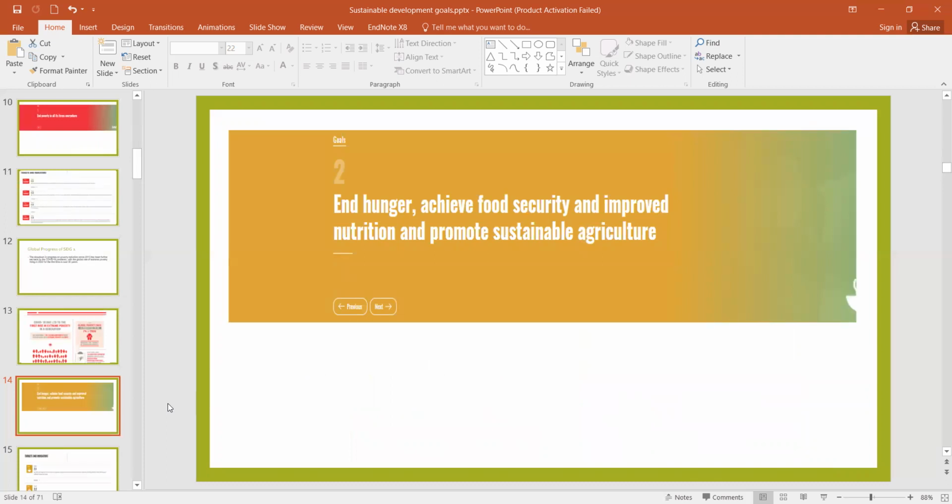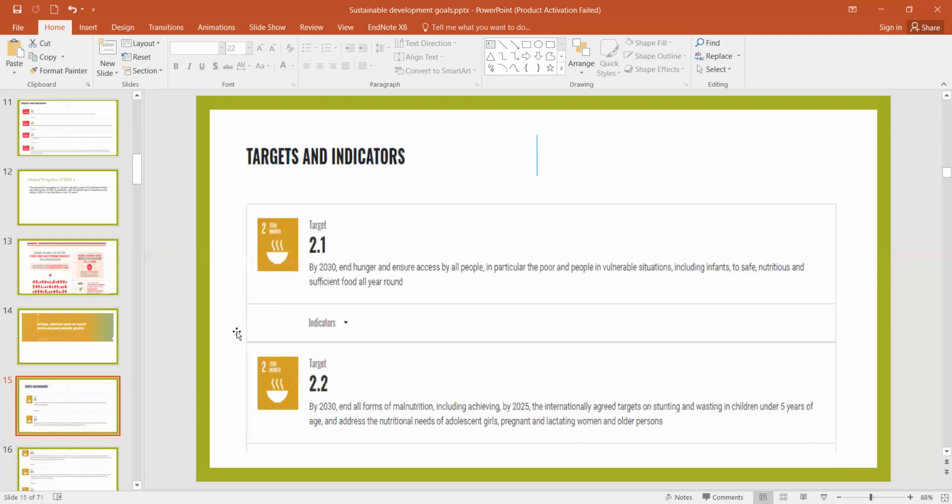SDG number 2: end hunger, achieve food security and improved nutrition, and promote sustainable agriculture. Targets and indicators of SDG 2: by 2030, end hunger and ensure access by all people, in particular the poor and people in vulnerable situations, including infants, to safe, nutritious, and sufficient food all year round. By 2030, end all forms of malnutrition, including achieving by 2025 the internationally agreed targets on stunting and wasting in children under 5 years of age, and address the nutritional needs of adolescent girls, pregnant and lactating women, and older persons.